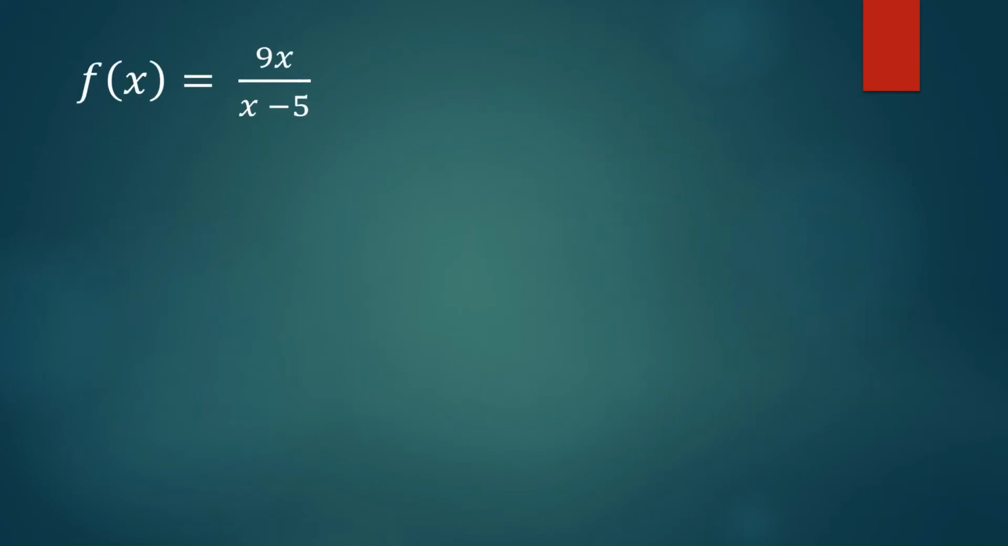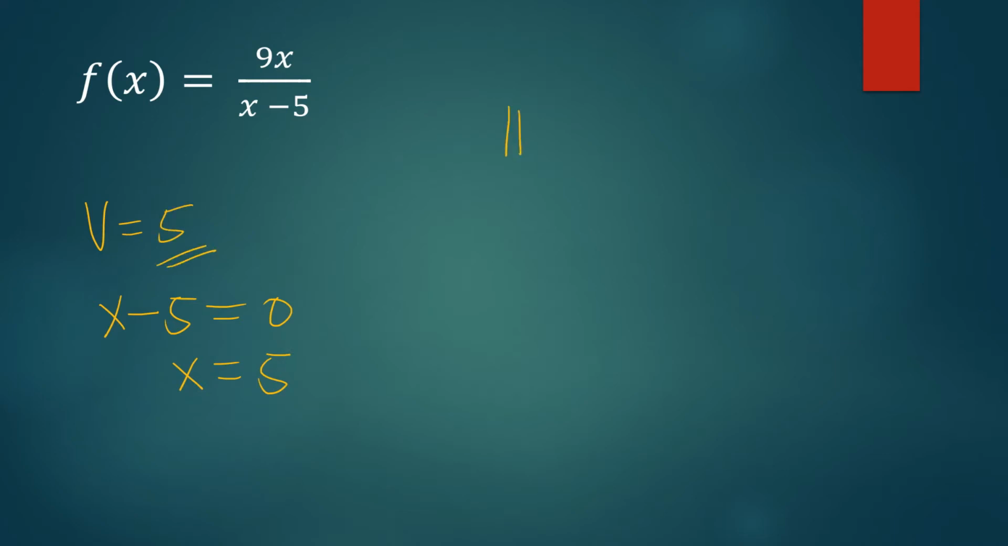Let's have the first example. f(x) equals 9x all over x minus 5. Getting the vertical asymptote, we have x minus 5. We equate this to 0, then solve for x. So x equals positive 5. That would be our vertical asymptote.